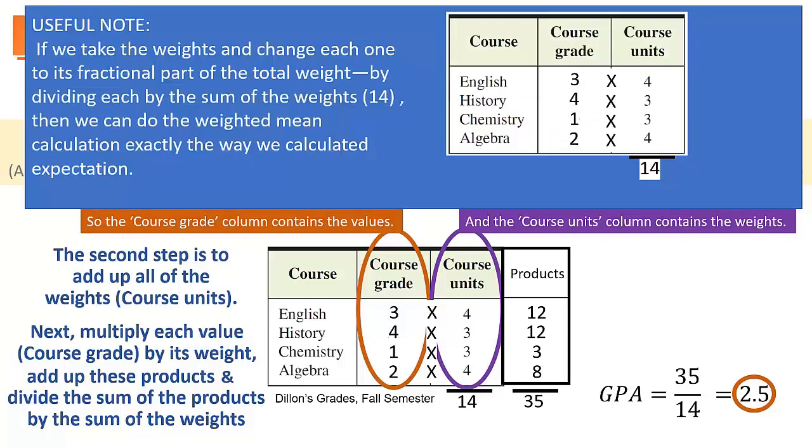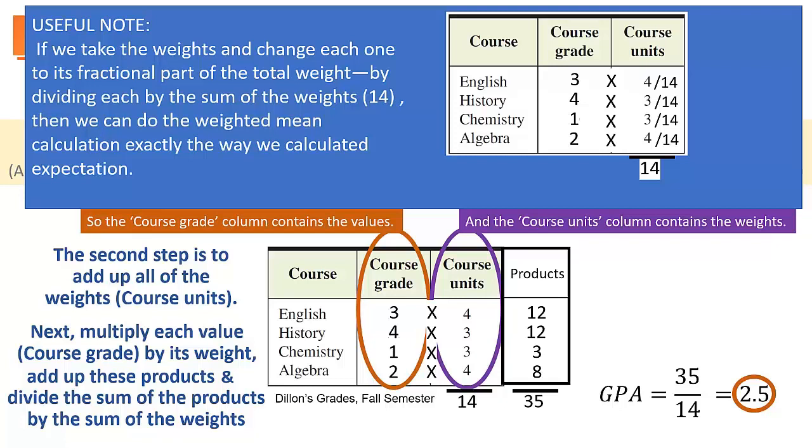I will say that if you want to work this problem as if it were an expectation problem from the previous section, you can do that. All you have to do is change the weights to percentages. So if you take those course units, which represent the weights, and make them into fractional percentages, in other words, English is worth 4/14 of the grade, history is worth 3/14 of the grade, chemistry is worth 3/14 of the grade, and algebra is worth 4/14 of the grade. In other words, divide each course unit value by the total of the course units being taken. That basically changes that course unit column into a percentage column.